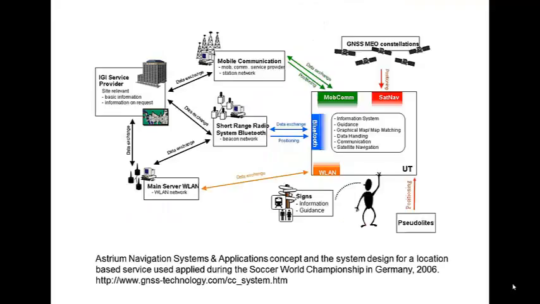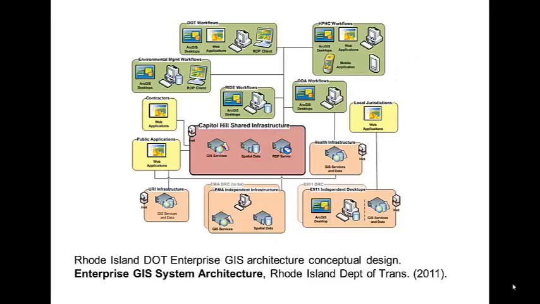Finally, this is a true GIS example, Astrium Navigation Systems and Applications Concept and System Diagram for location-based service, which was used during the World Cup in Germany in 2006. It shows the relationships between GPS, satellites, mobile communications, Bluetooth radio systems, WLAN networks, etc. But the important point is it shows the various components of the system and how they relate to one another.